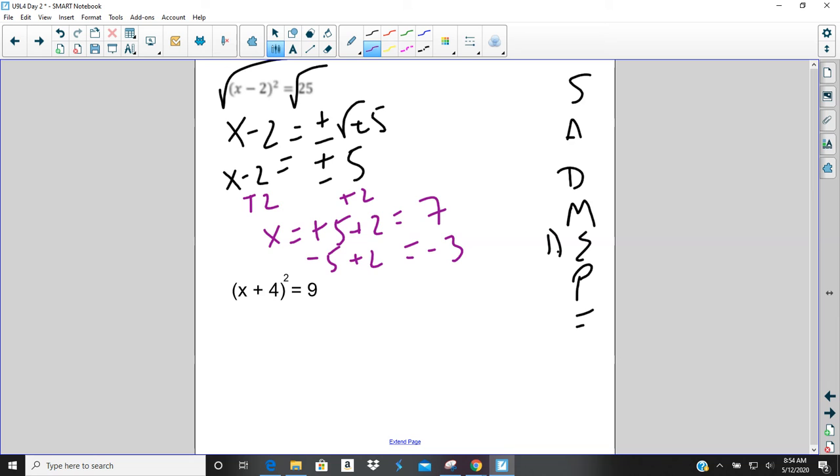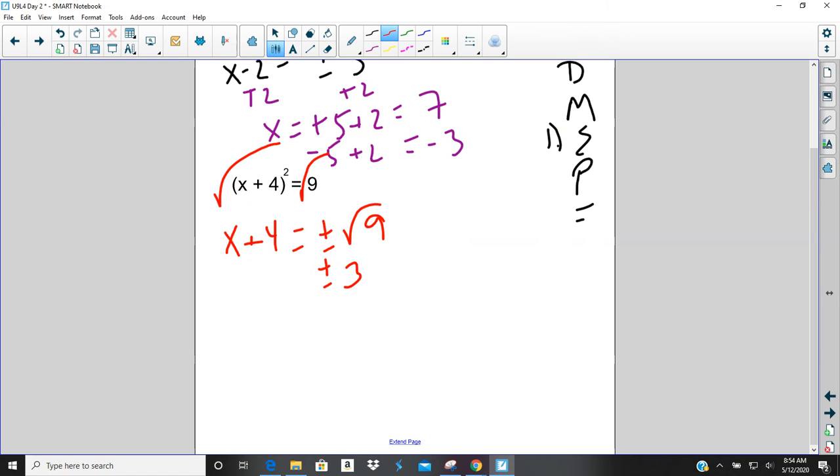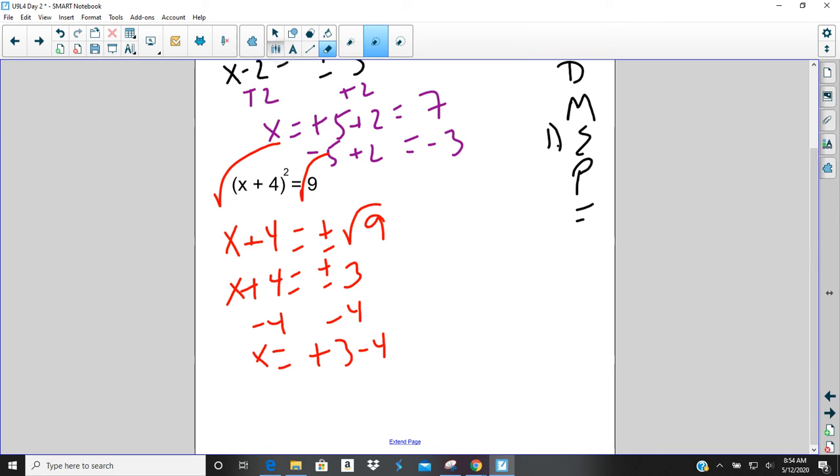Try the next question on your own. Okay, so let's do this together. Take the square root of both sides. We're left with x plus 4 equals plus or minus the square root of 9, which is plus or minus 3 because 9 is a perfect square. Then we're going to subtract 4 from both sides. We're left with x equals, now I'm going to write out, plus 3 minus 4, and minus 3 minus 4. So our final answer is negative 1 and negative 7 is what x is.